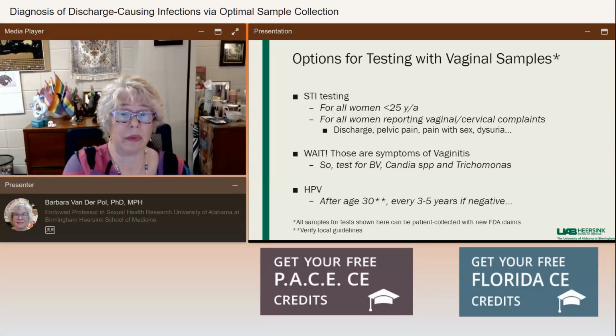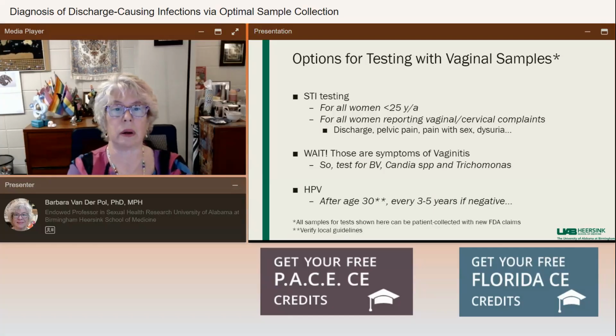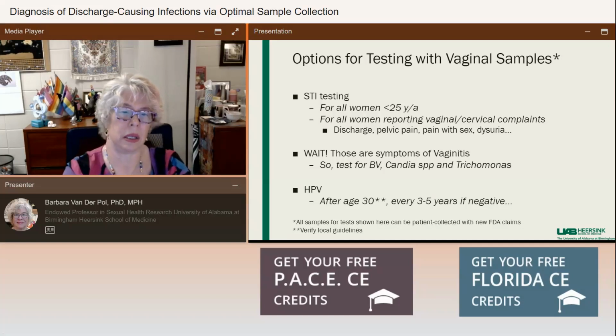But right now we have all these options if you do get vaginal samples, and all of these options work with self-collected vaginal samples. So STI testing is recommended for women under 25 years of age, as I mentioned earlier, even if they don't have symptoms. But that's screening. STI testing is obviously recommended for all women reporting vaginal or cervical complaints, which include discharge, pelvic pain, pain with sex, dysuria, and a whole slew of overlapping, vague but consistent symptomology. But those are exactly the symptoms of vaginitis, right?